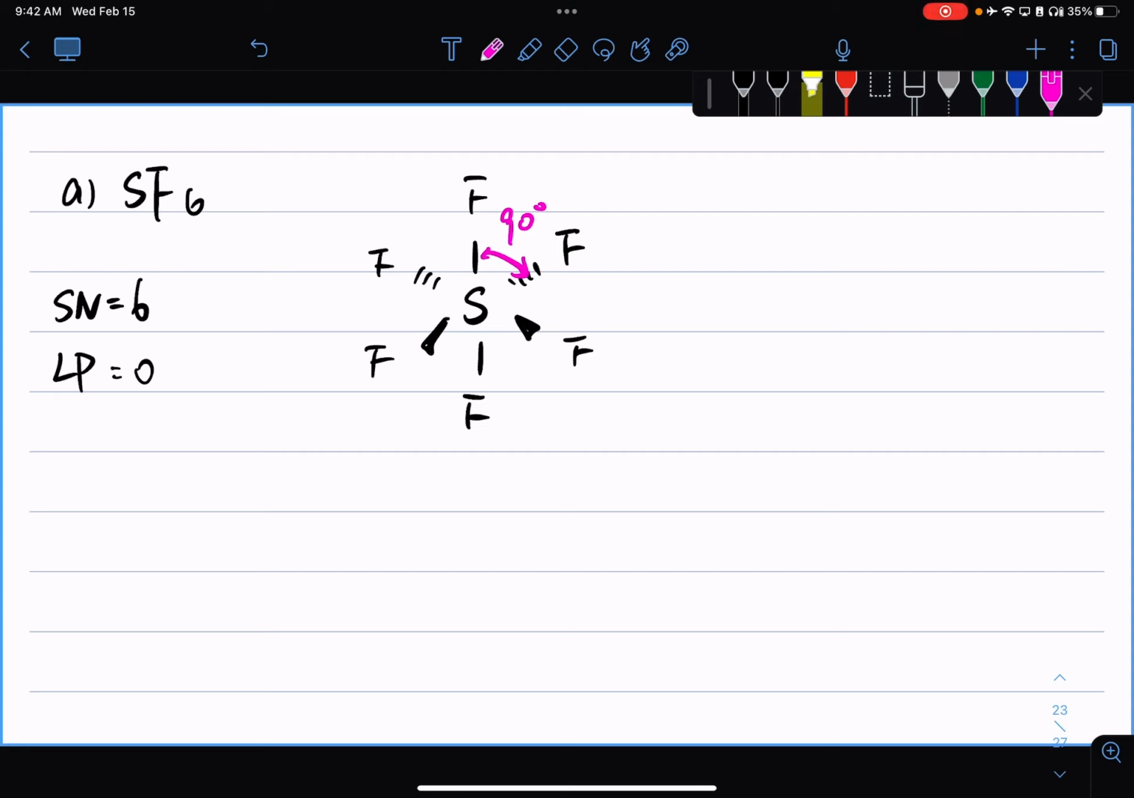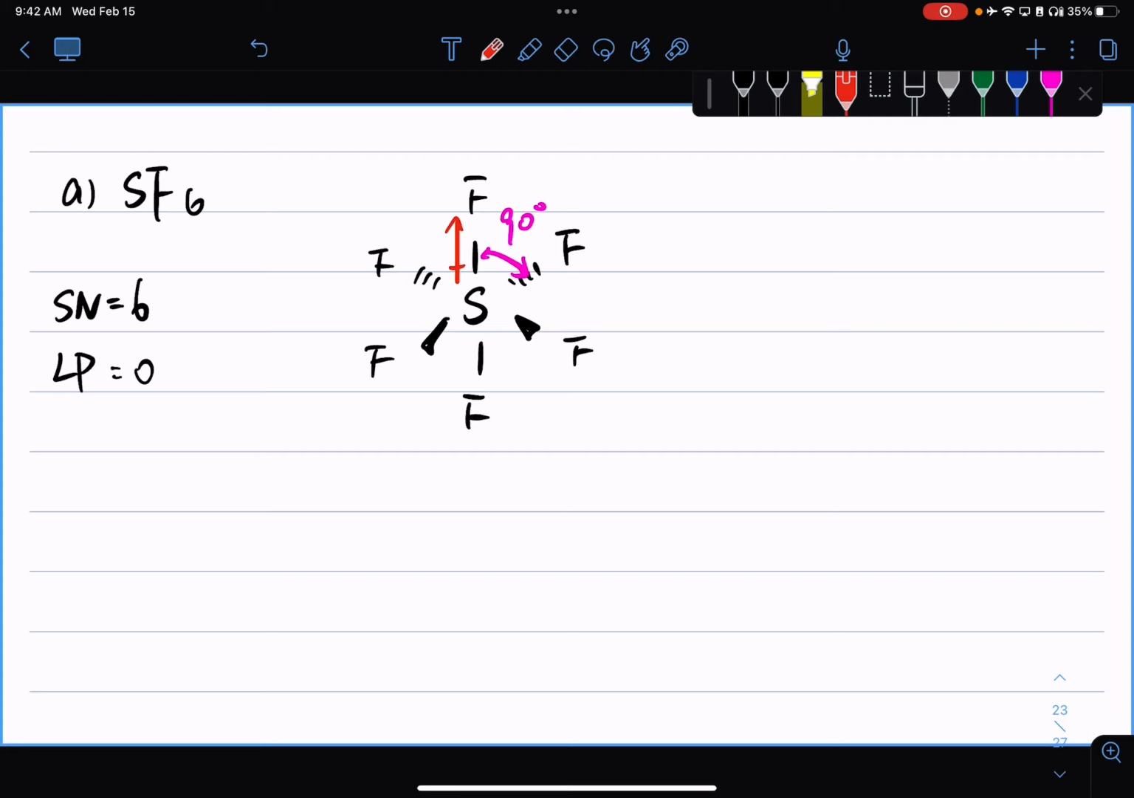And that's my octahedral geometry. We have several polar bonds in my octahedral geometry. So every one of these SF bonds is polar, right? Fluorine is our most electronegative atom, so the SF covalent bond is a polar bond.